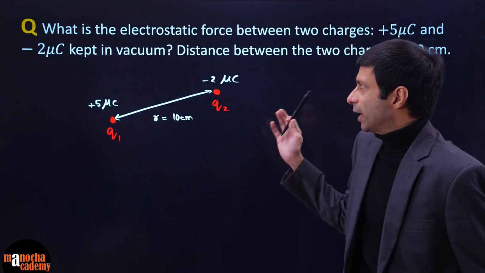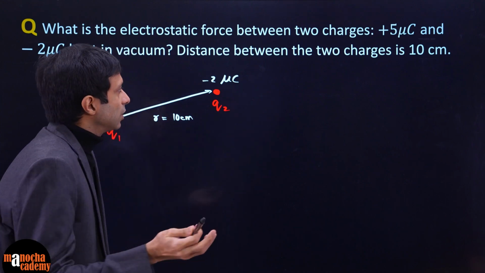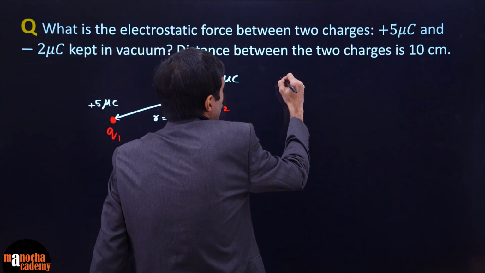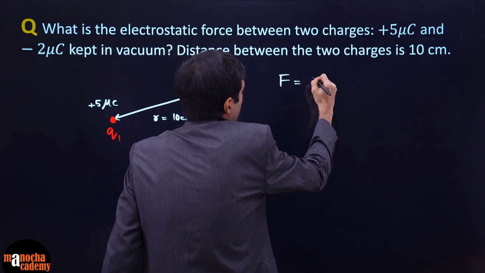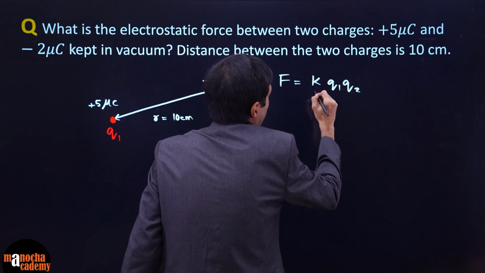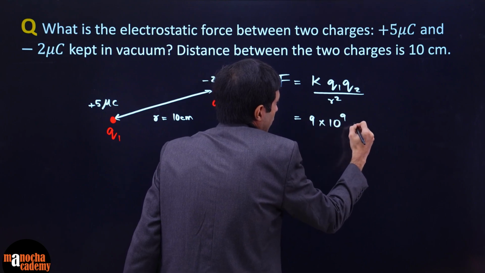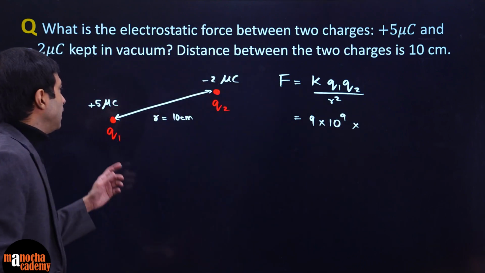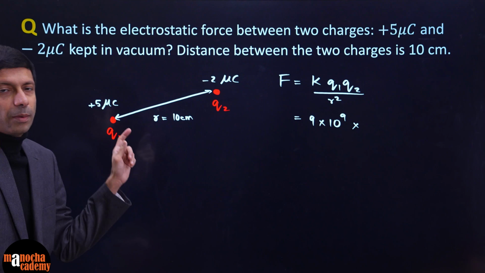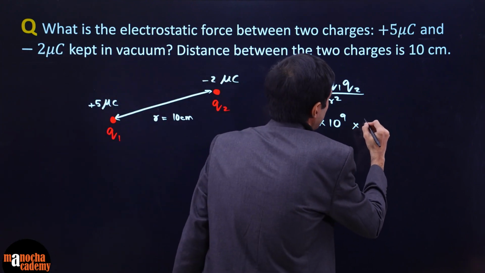So come on guys, can you calculate this for me? What will be the electrostatic force? Simple, we are going to write the Coulomb's law formula. Force equals K times Q1 Q2 by R square. K is 9 times 10 to the power 9 in SI units. Now Q1 is 5 microcoulomb, so micro means 10 to the power minus 6. Okay, so let's put that in here.